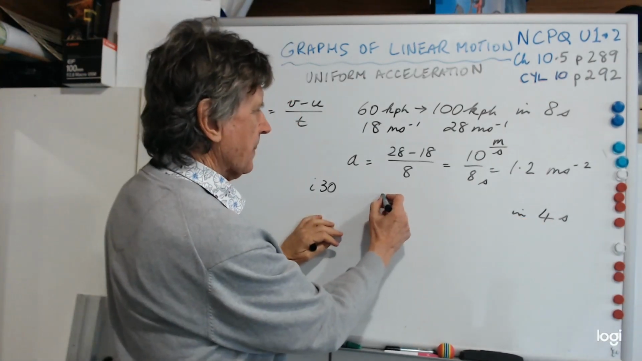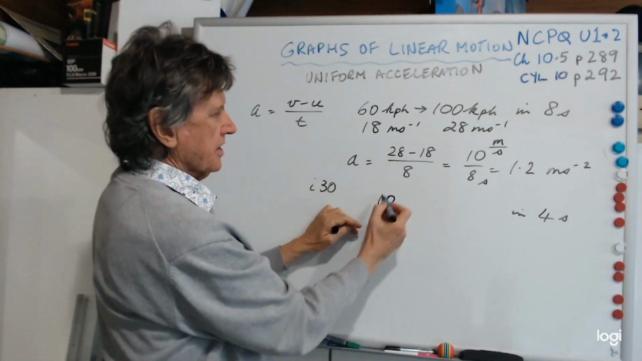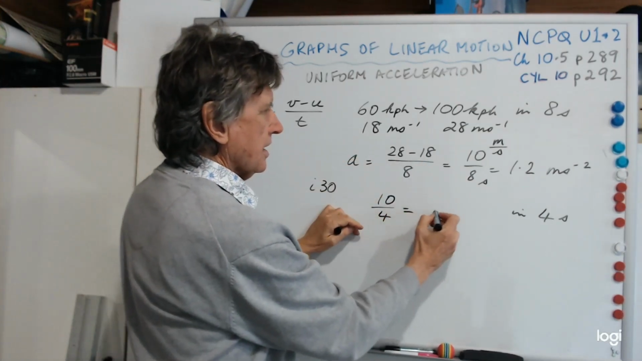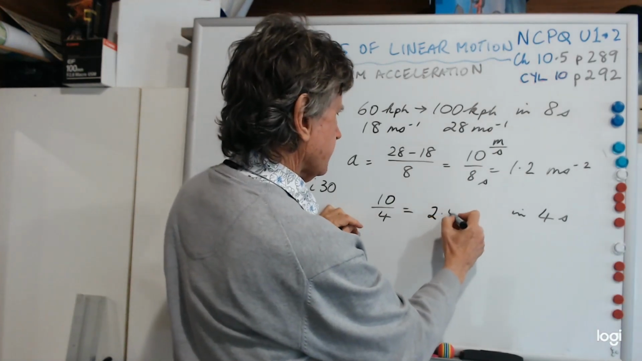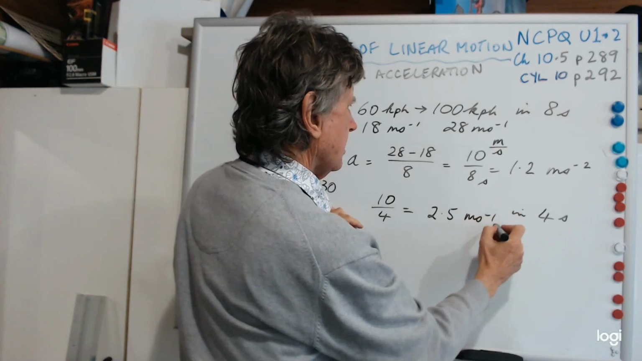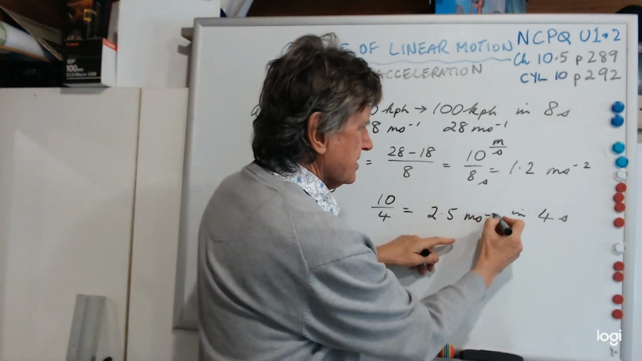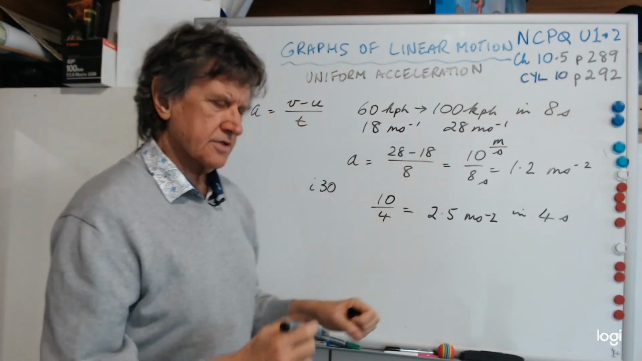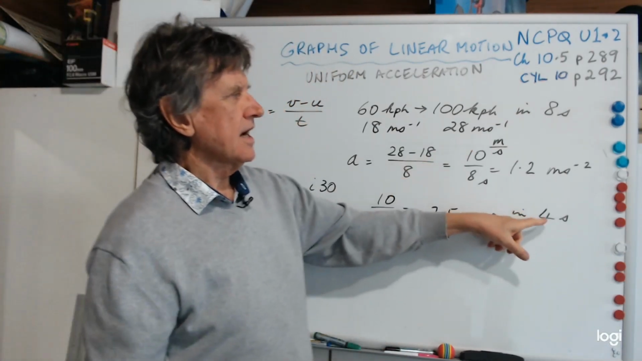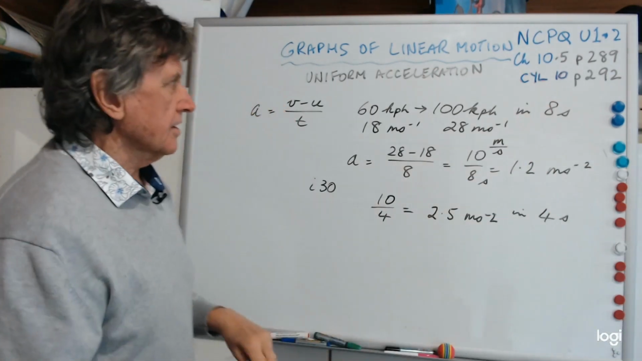So that'll be 18 meters per second to 28 in about 4 seconds, and that's about 2.5 meters per second squared. Yeah, that's not exactly 1.2. That's meters a second to the negative 2. Okay, so the acceleration is about twice as much because it does it in half the time. Okay, so that's the meaning of acceleration.